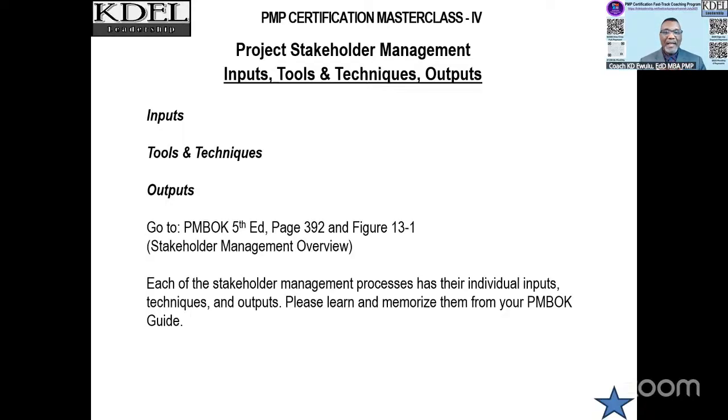Remember that we're going to be utilizing the PMP Guide 5th edition. If you don't have a 5th edition, because we're now on the 7th edition, just go to whatever edition you're in and go to figure 13.1. Figure 13.1 gives you a general overview of the stakeholder management knowledge area, okay? Please make sure that you learn and memorize the individual inputs, techniques, and outputs for each of these processes, as well as the general one for stakeholder management. That is what the exam is going to be based on going forwards.